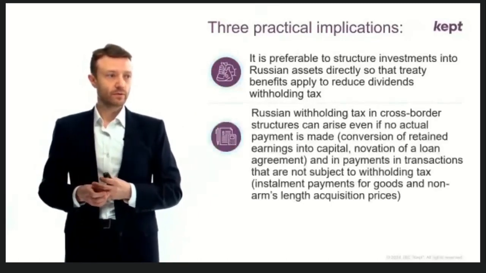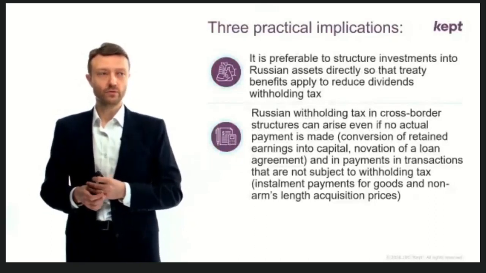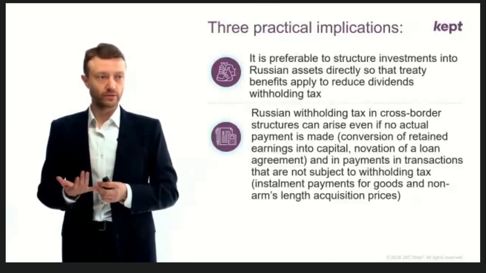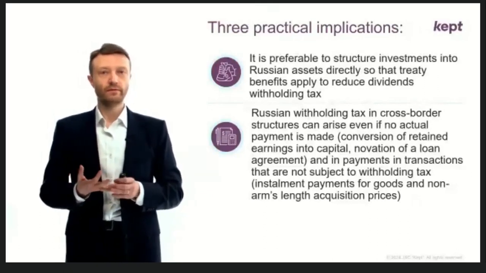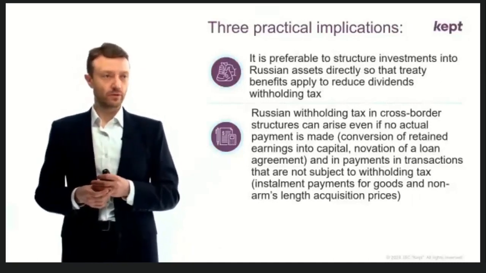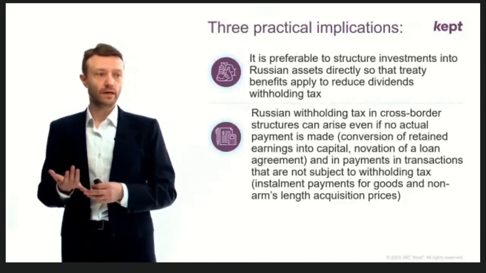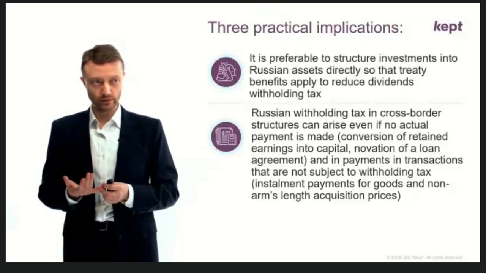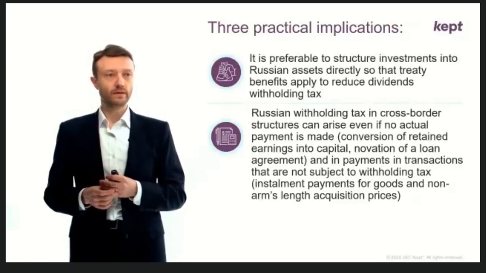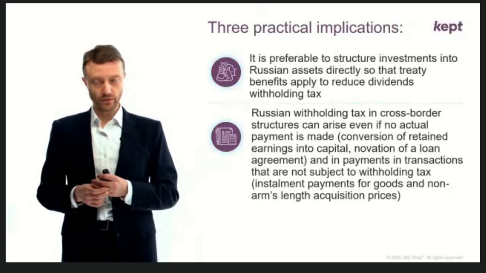Next, we see more and more cases where Russian withholding tax on cross-border transactions is due, even if no actual payment is made. Examples include conversion of retained earnings into capital, novation of loan agreements, and sometimes transactions which are not subject to withholding tax are recharacterized into passive transactions. Again, examples are acquisition of goods not at arm's length, and sometimes the acquisition price includes a portion that relates to income which is subject to withholding tax.